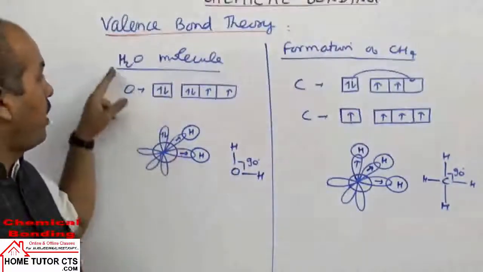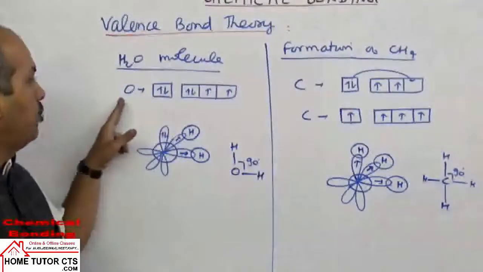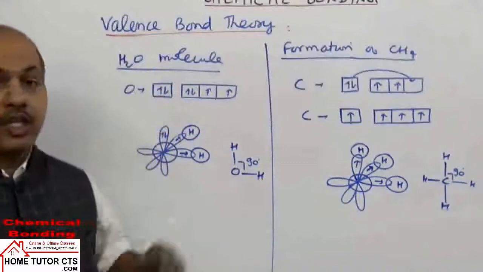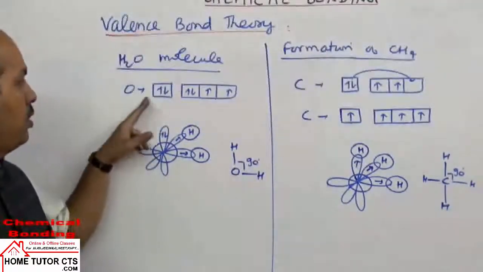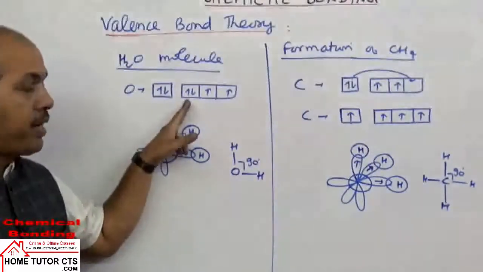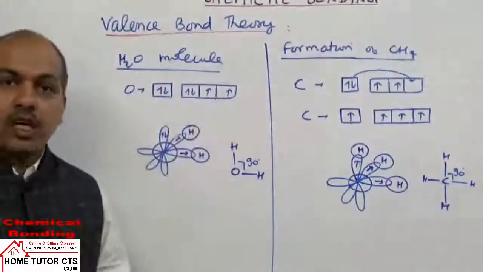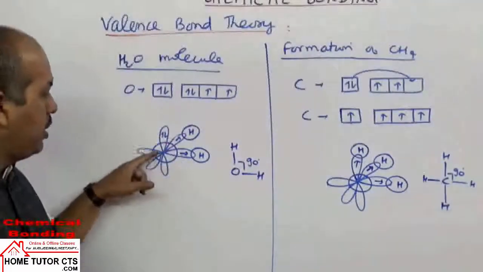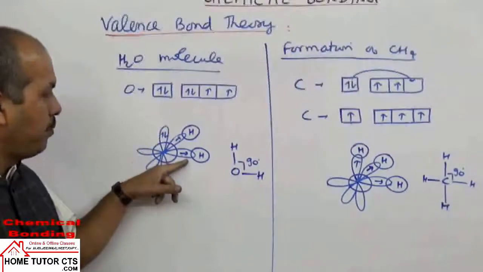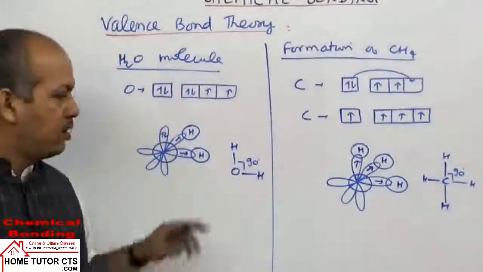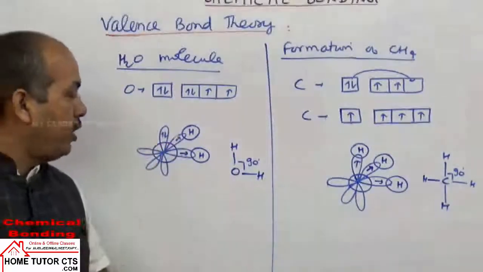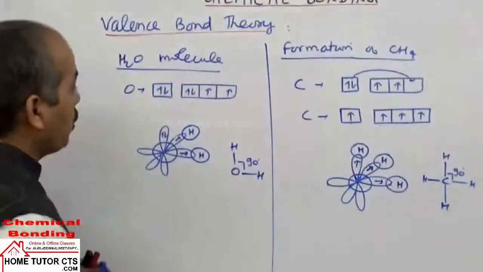Let us first take the water molecule. We have the oxygen atom as the central atom. The electronic configuration of the oxygen atom is 2s2 2p4. 2p4 means one p orbital has two electrons, and the rest each have one electron. If I draw here, it is the s orbital, and we have three p orbitals, 1, 2, 3. Because we have two hydrogen atoms, they can overlap with the two remaining orbitals.